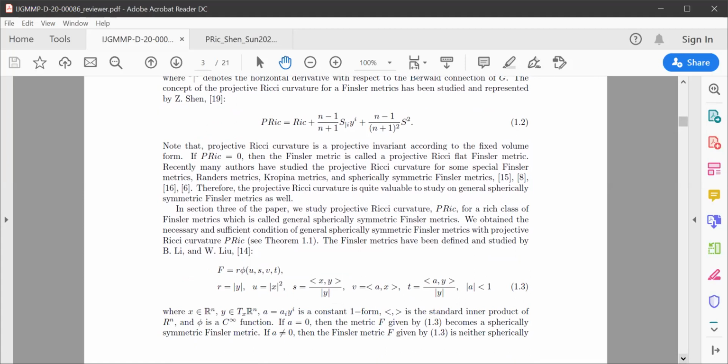They want to consider this. Here F is written in R and USVT. This is a kind of special warp product matrix. So it's a spherical matrix, a general spherical matrix. So it's in the form.